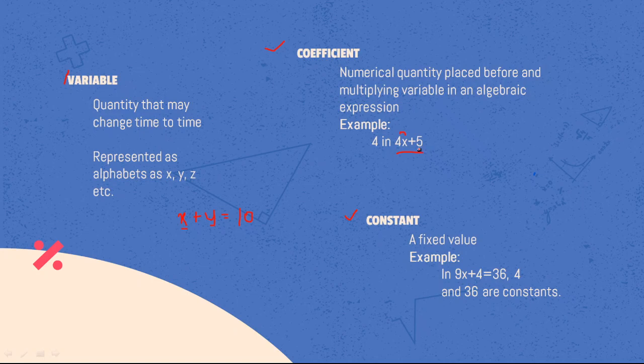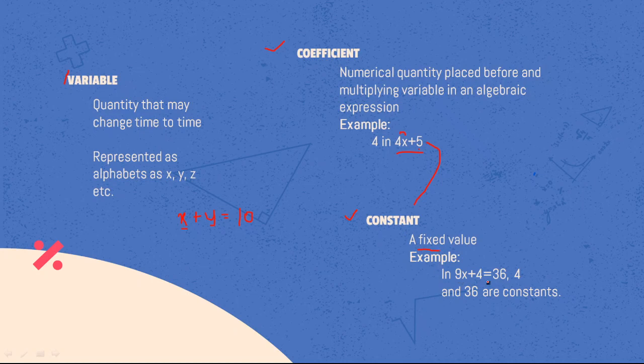But why isn't 5 a coefficient here? Because there is no variable after it and it's not multiplied by any variable. That's why 5 is not a coefficient. But 5 is a constant. What is a constant then? A fixed value. Any fixed numerical value is a constant.